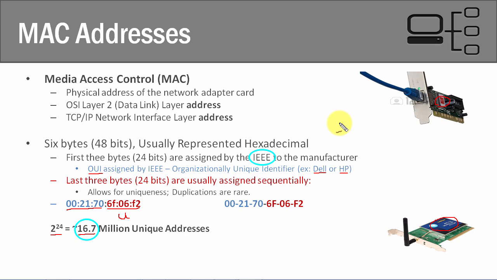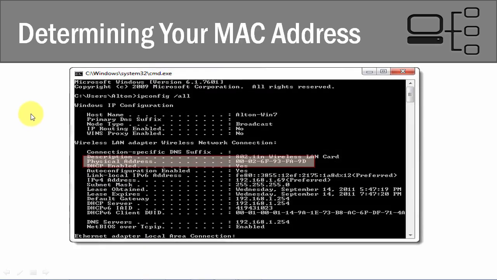Now, for those of you that just want to understand how networks work, you don't have to worry about this. But those of you that want to get your CCNA or your CCENT or your Network Plus, you're going to have to understand this because you may get asked these questions on the exams. So let's talk about how you can find out what your MAC address is. And let's jump to the next slide.